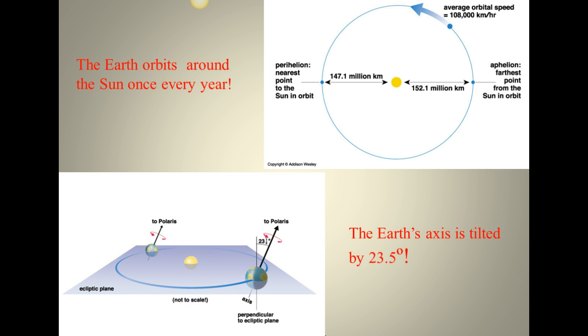Well then, what does cause the seasons then? Take a look at the diagram on the bottom left. Write this in your notes. The Earth's axis is tilted 23.5 degrees to the orbit path it takes around the sun. Again, the Earth's axis is tilted 23.5 degrees to the orbit path it takes around the sun. Write that in your notes.